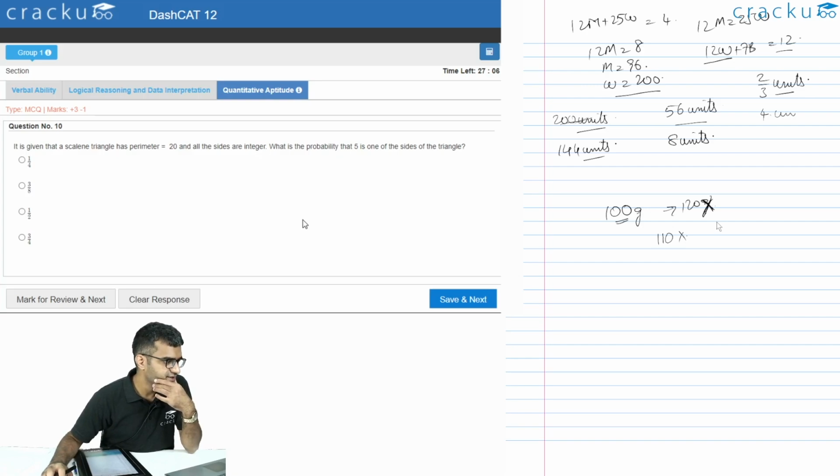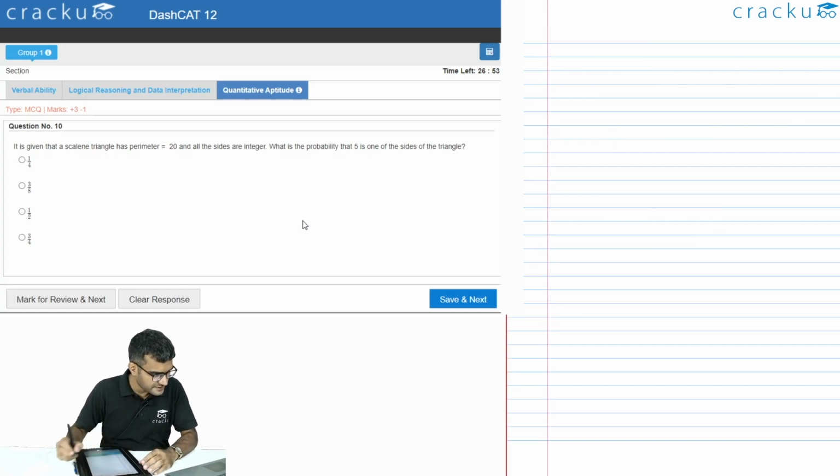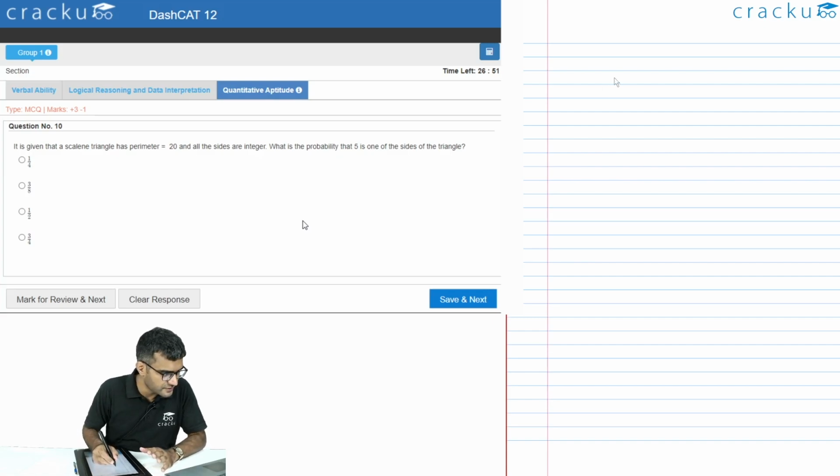It is given that a scalene triangle has a perimeter of 20 and all the sides are integers. What is the probability that 5 is one of the sides of the triangle? Interesting question. There is a formula for the number of ways in which we can do it, but I don't want to go there. I'll try to solve it on my own without using formulas because this seems to be easier.